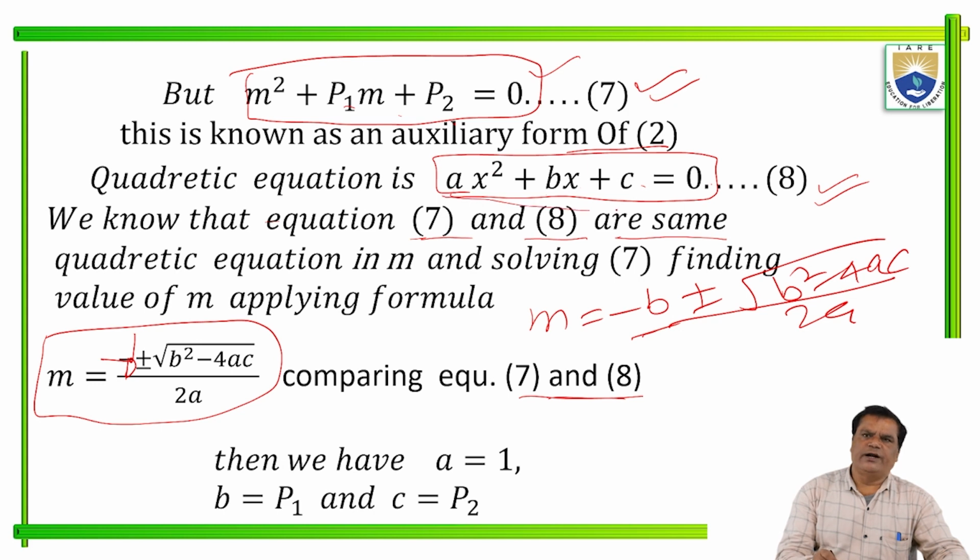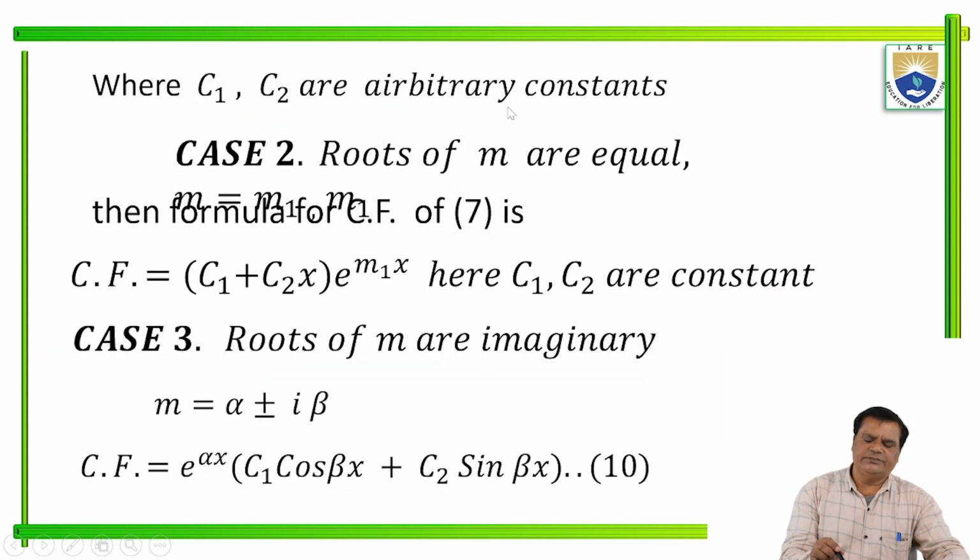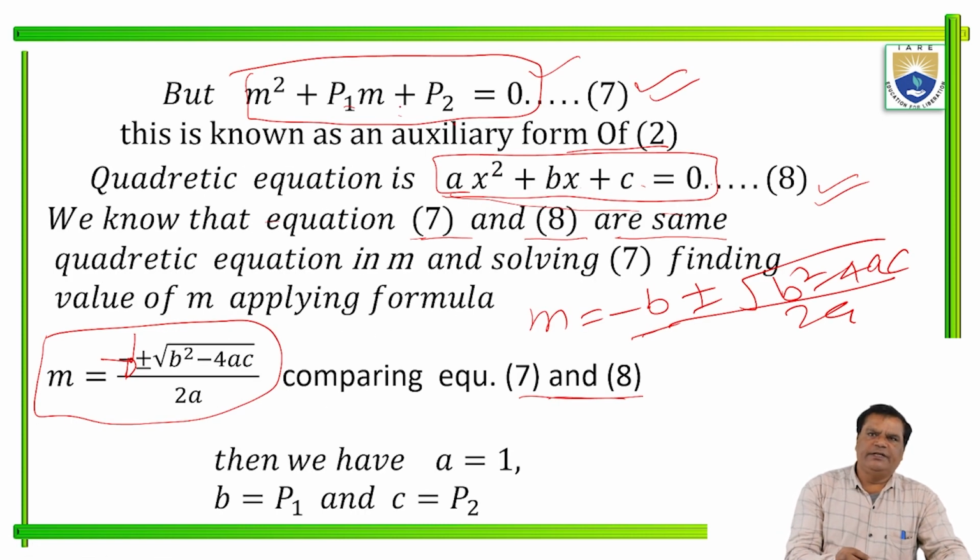Equation 7 is the given equation, and equation 8 is the general quadratic equation. Comparing 7 and 8, we find that a equals 1.